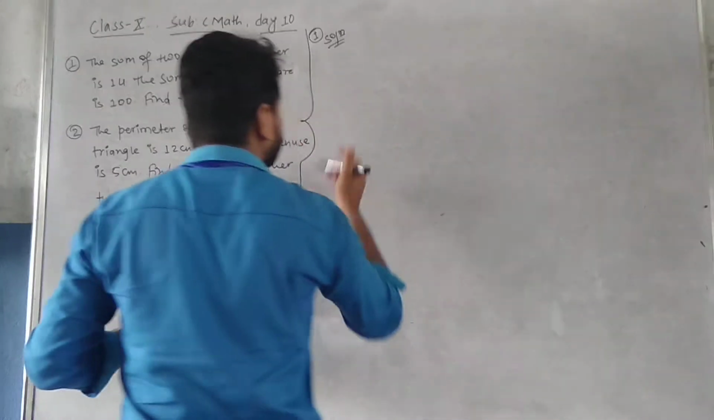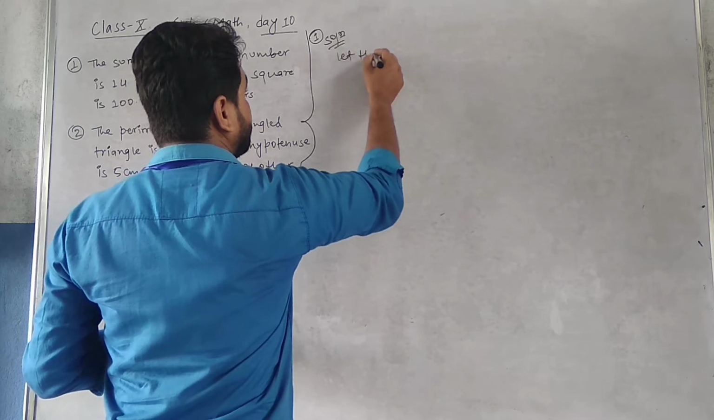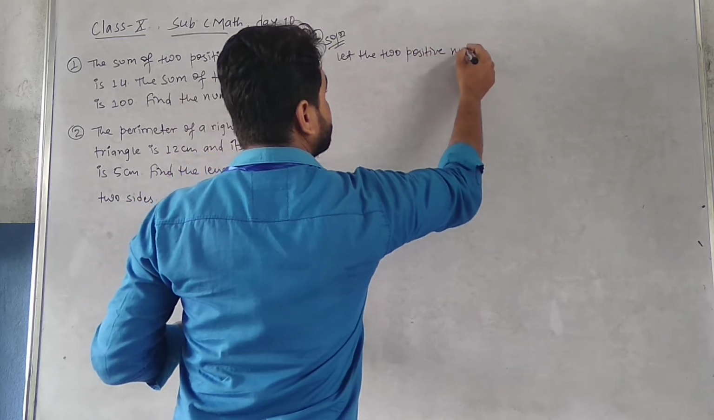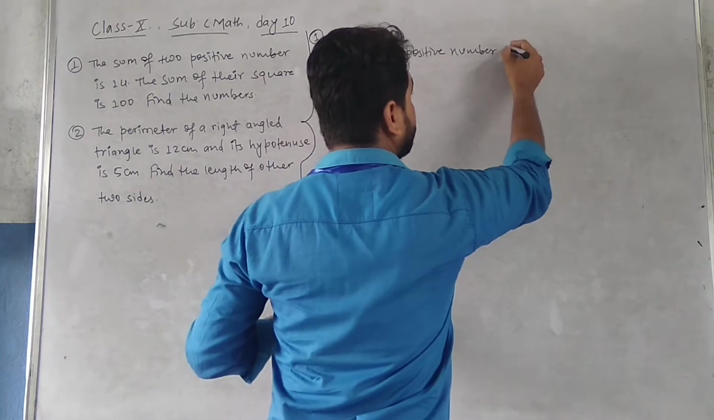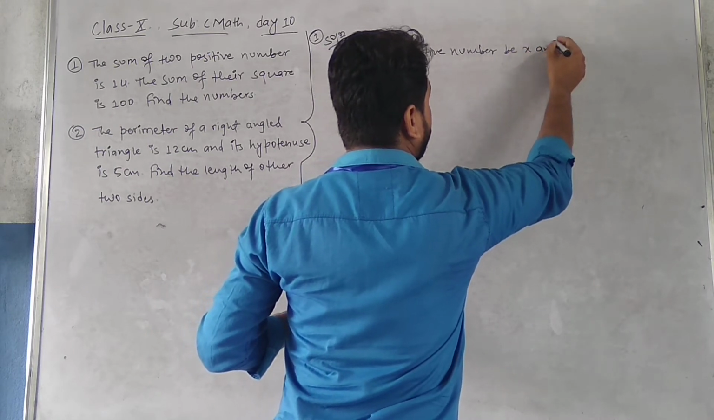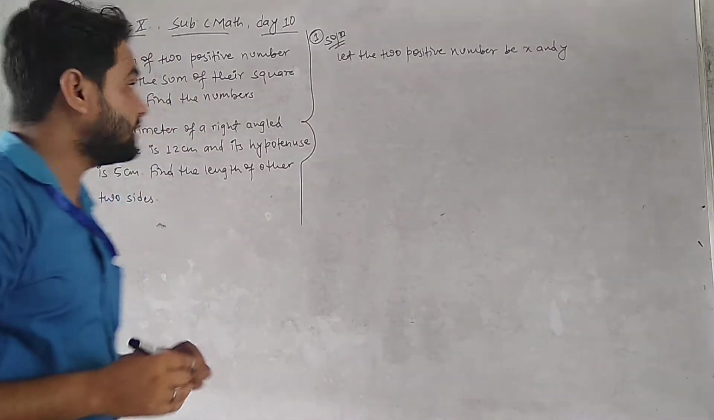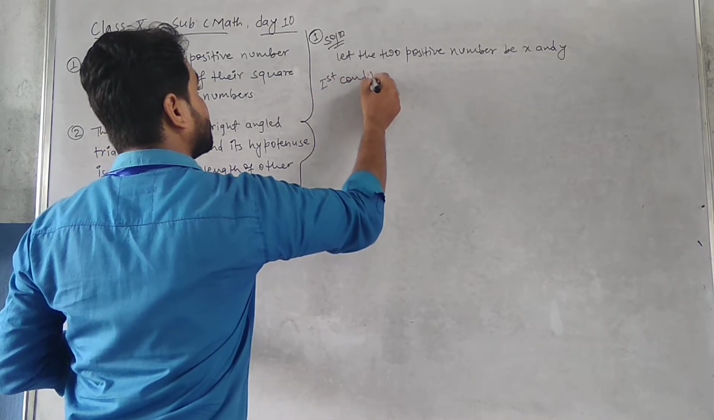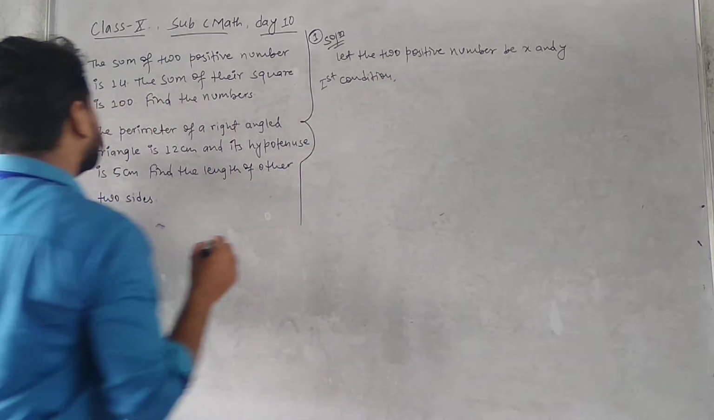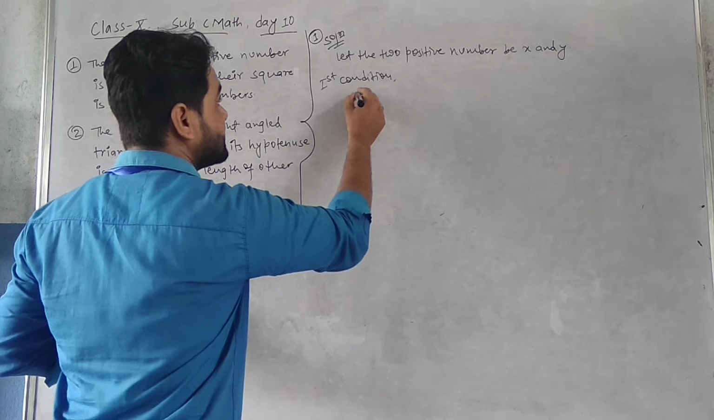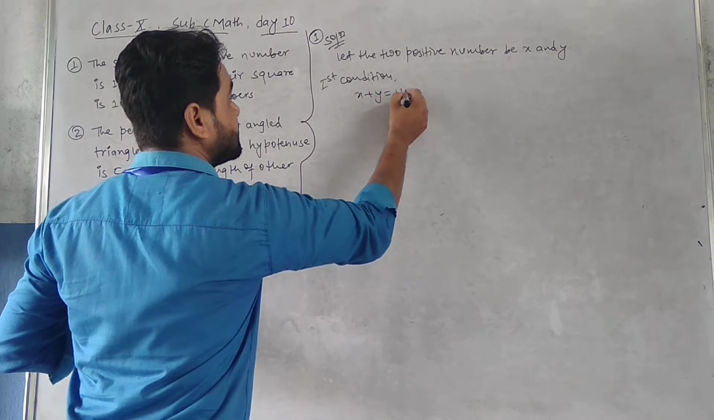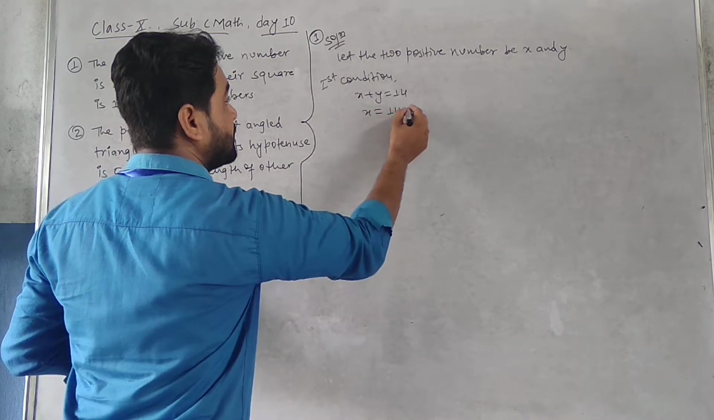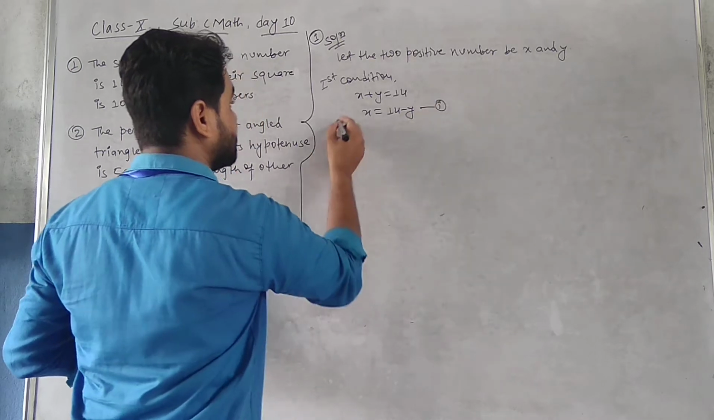So let the two positive numbers be x and y. From condition first, the sum of two positive numbers is 14. That is x plus y equals 14. Let's write in simple form: x equals 14 minus y. Suppose this is the first equation.